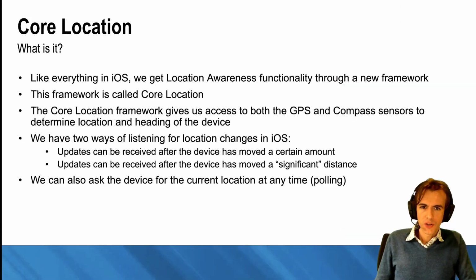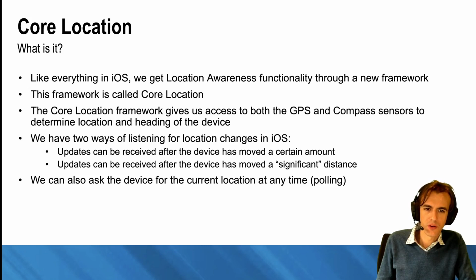So core location is the framework that we use to access the GPS and the compass sensors on iOS, and it can give us information on the location and the heading of a device. There's two different ways that we can utilize core location. We can receive updates after the device has moved a certain amount, typically a small amount, or we can get more coarse-grained updates where we receive them after the device has moved a significant distance.